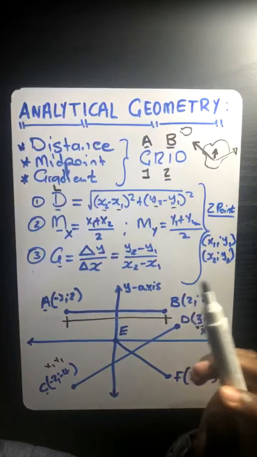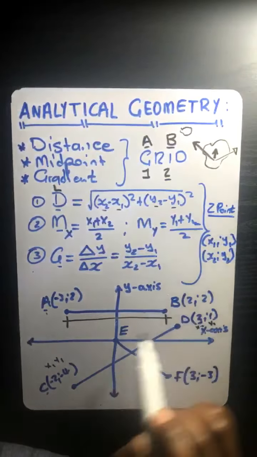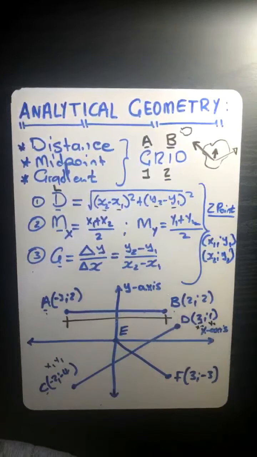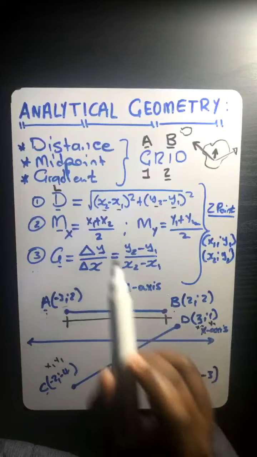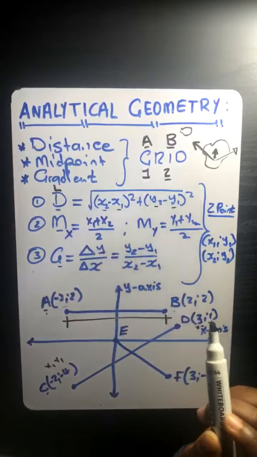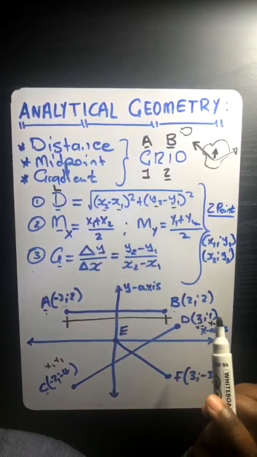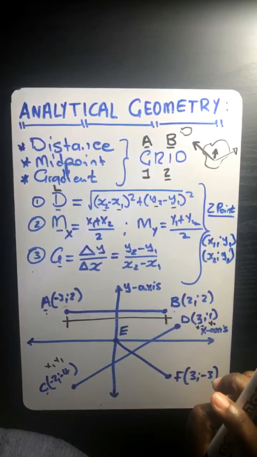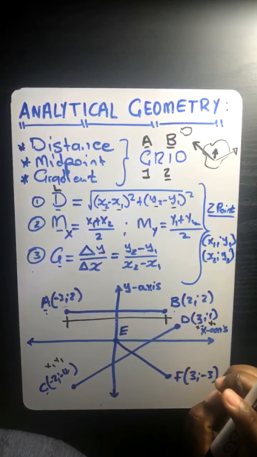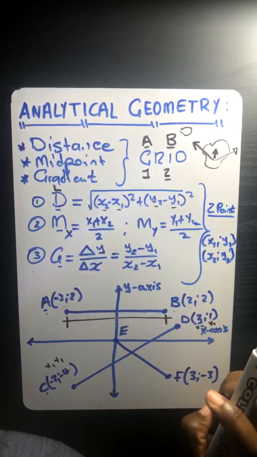Ask yourself, between which 2 points? Between A and B. Okay, do I have the coordinates of A and B? There you go. Easy, easy, easy. You just substitute already. You do know very well which one is your x2, which one is your y1, x1, x2, and so forth and so on.